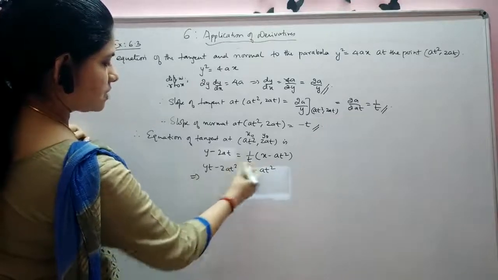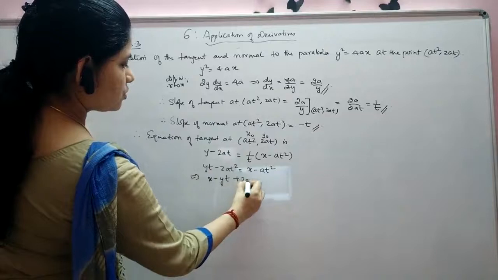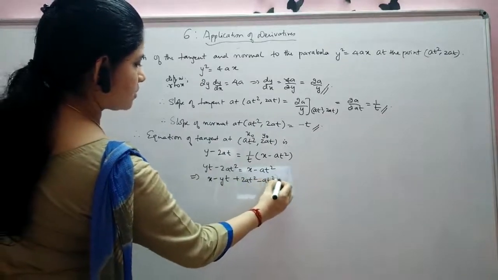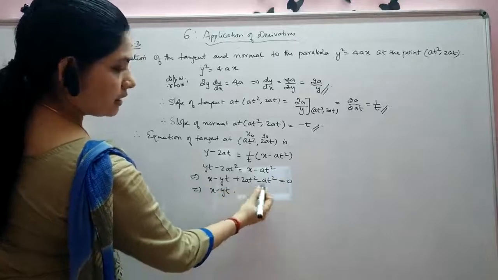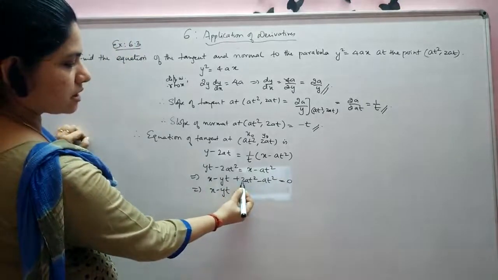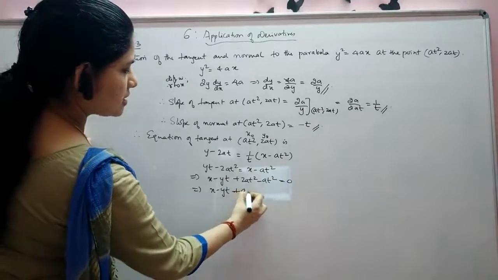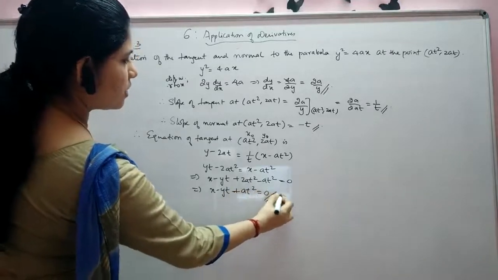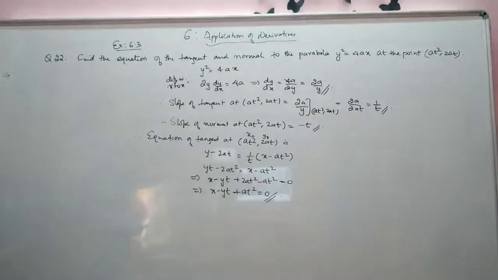That is ty minus 2at square is equal to x minus at square, or x minus ty plus 2at square minus at square equal to 0. These are both the same thing, so this is 2 times, this is 1 time. So 2 minus 1 will give you 1. So plus at square equal to 0. So this is the equation of the tangent.